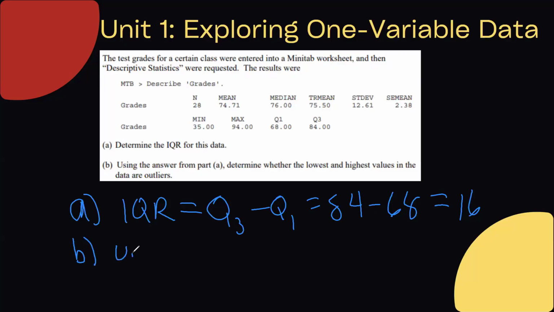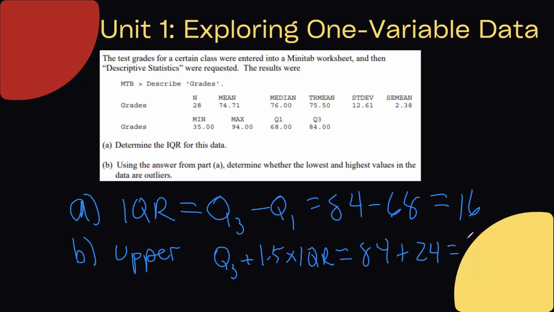So to get an upper outlier, you would have to take Q3 plus 1.5 times the IQR. So Q3 is 84, plus 16 times 1.5, which is 24, which gives you 108. Since the max is 94, the max is not an outlier.